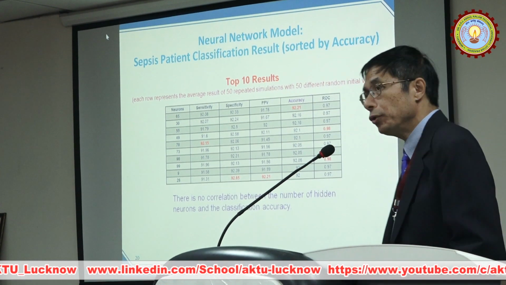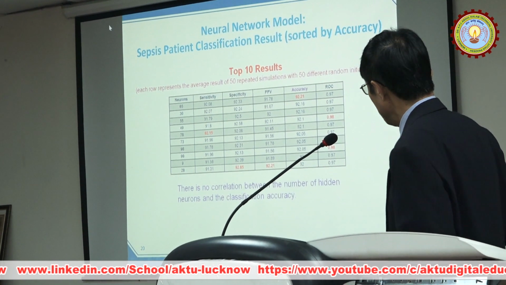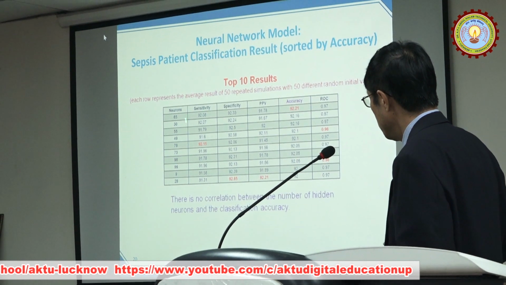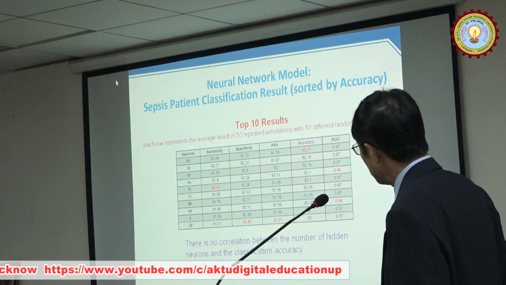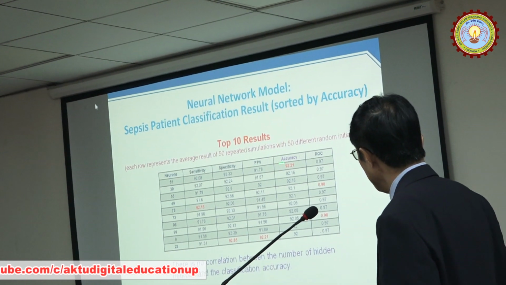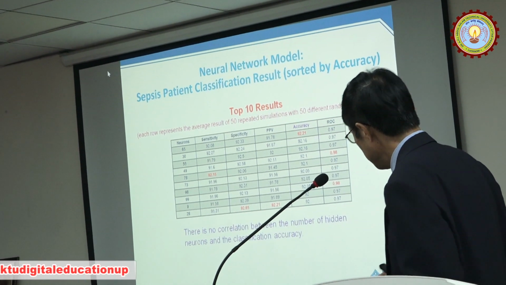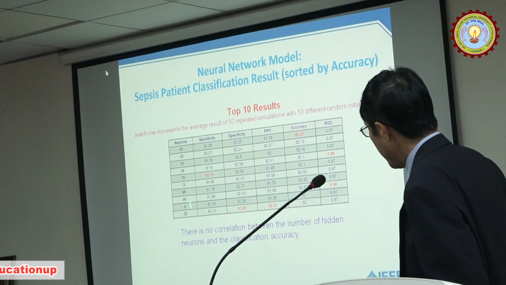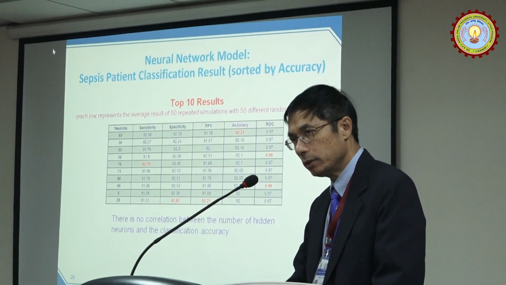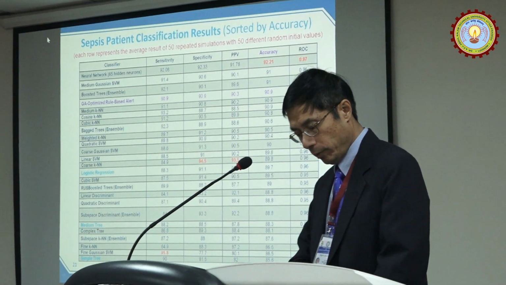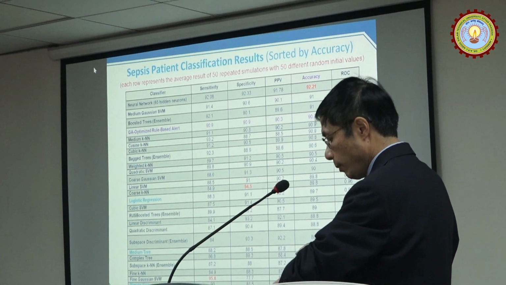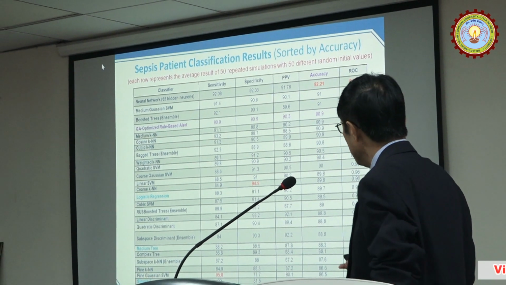And this is the neural network result. As I said, we tried to run the number of hidden neurons from 1 to 100. It turns out that with 65 hidden neurons, it gives us the best accuracy. And we don't see a pattern here, like more hidden neurons being better or worse; there's no correlation to the performance. So this table shows the performance of all the 25 models together.